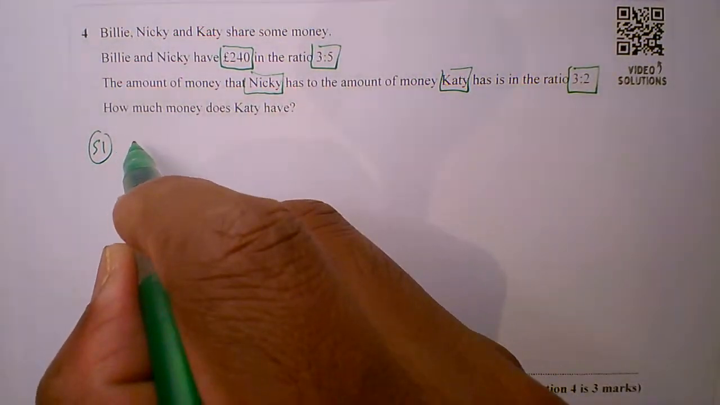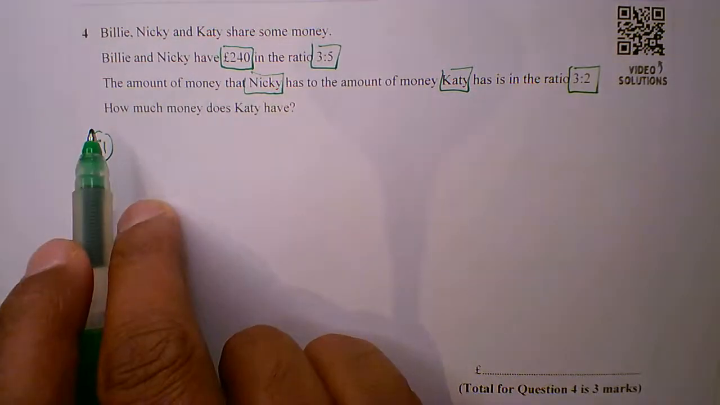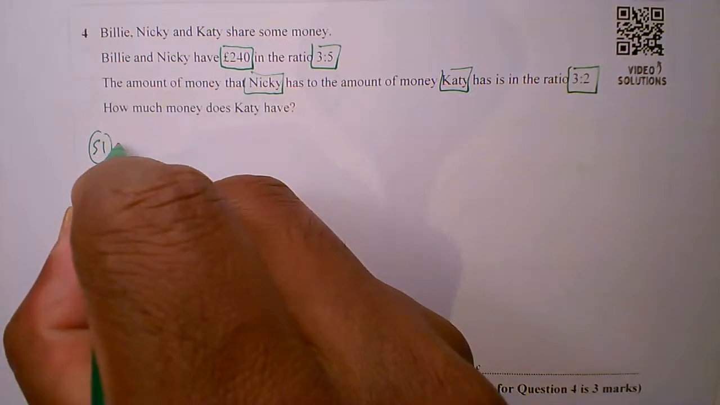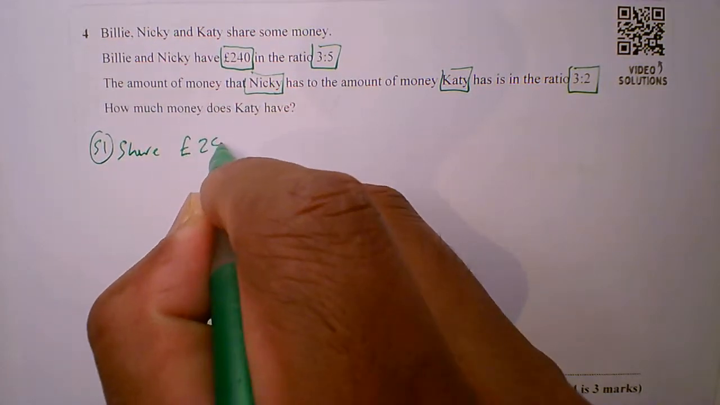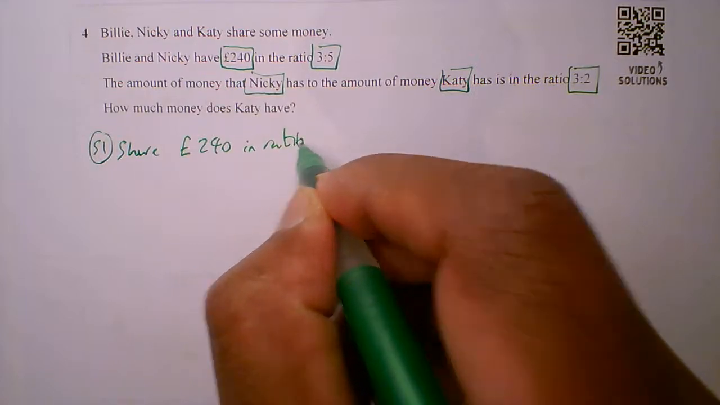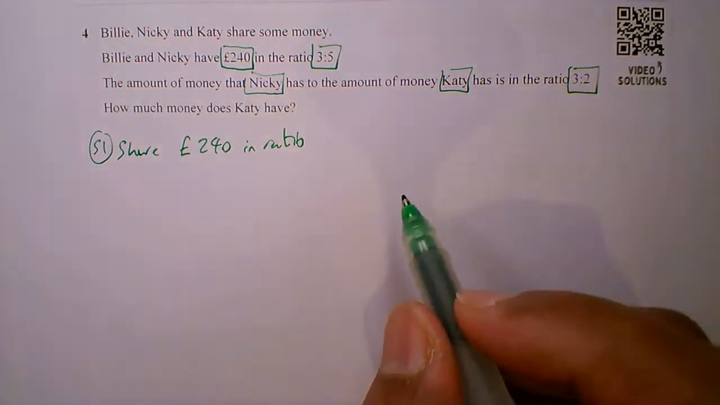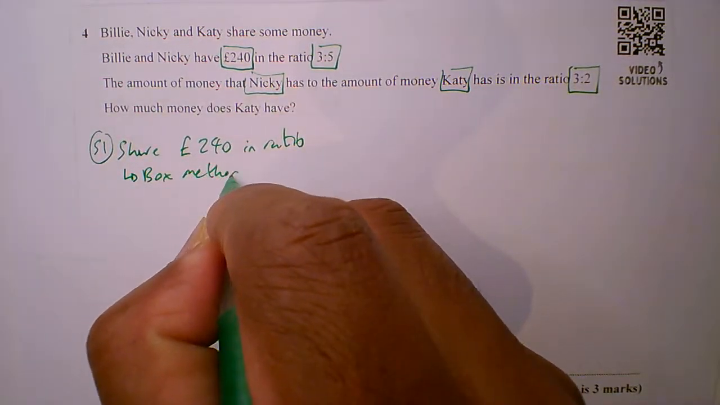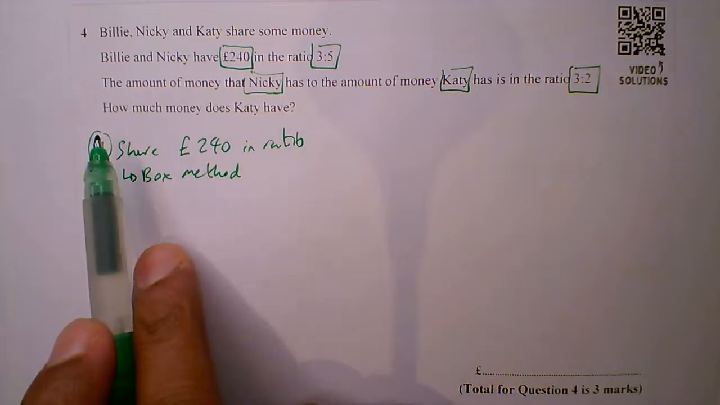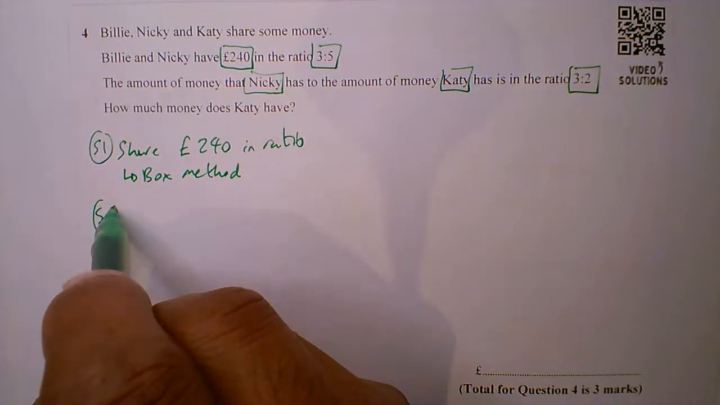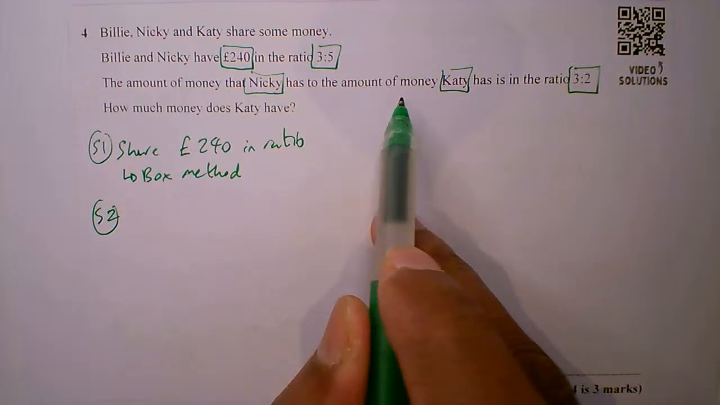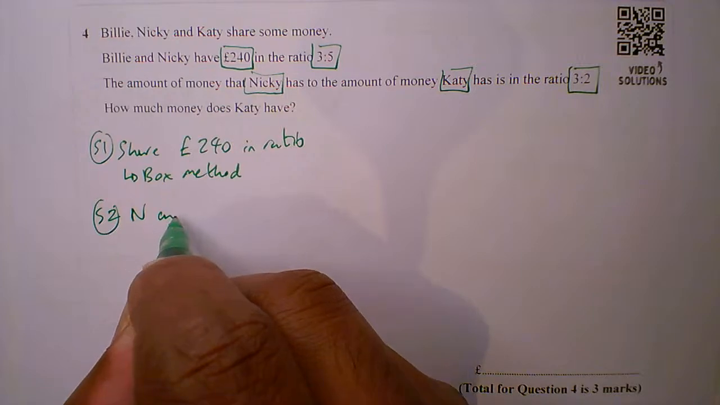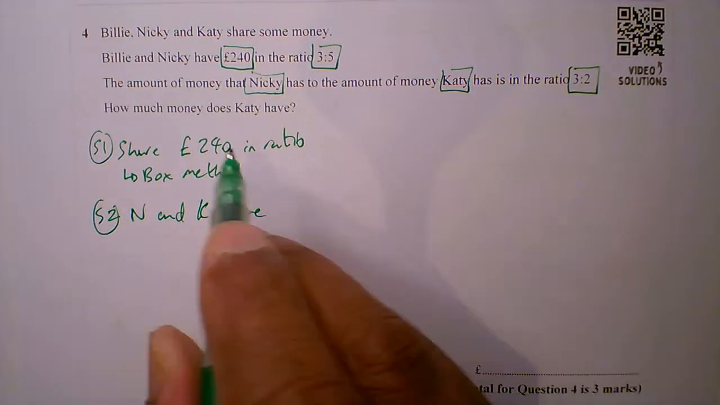So how much does Billy and Nikki have? So the amount, so share £240 in the ratio. Share £240 in ratio. Okay, and I like to use the box method. And then after I've done that, using that information, the next step, step 2, is the amount of money Nikki has to the amount of money Katie has. Use that to find Nikki and Katie's share. How much money does Katie have?